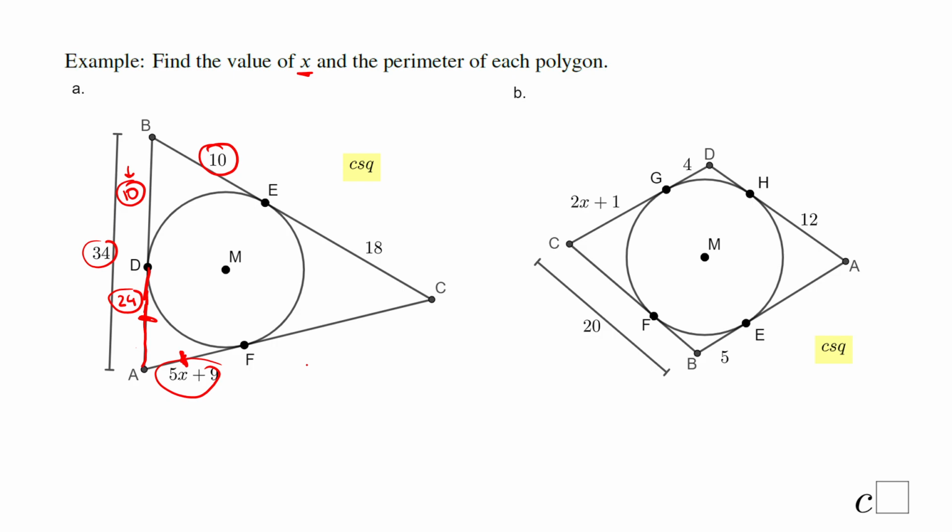So now the equation for finding x will be what? 5x plus 9, right? The segment AF is congruent with the segment AD. So 5x plus 9 equals 24. Subtract 9.